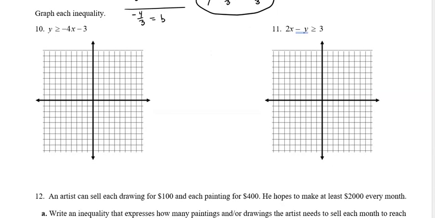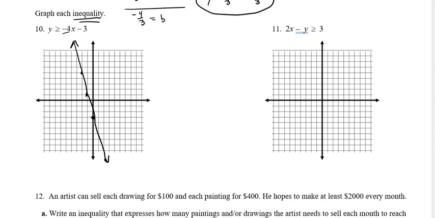Okay, numbers 10 and 11, we have to graph each inequality. Anytime you do an inequality graph, you have to shade the correct side of the line. So number 10 starts at negative 3 on the y-axis, and there's a slope of negative 4, so up 4, left 1. And do that one more time. It is going to be a solid line, so I'll try to draw a straight solid line.